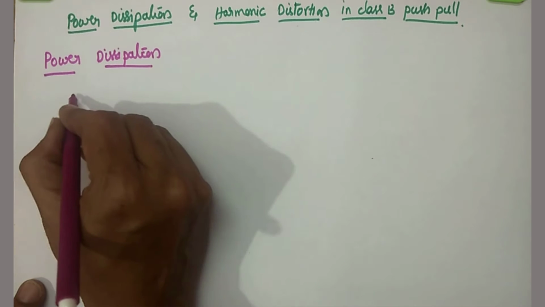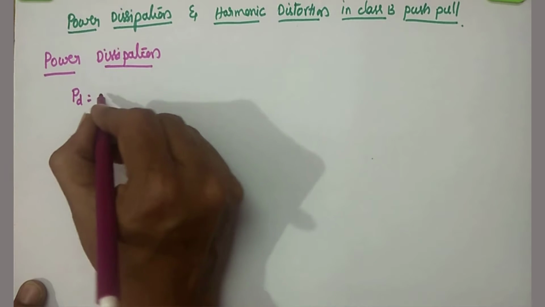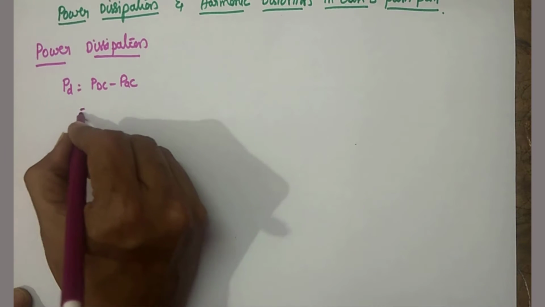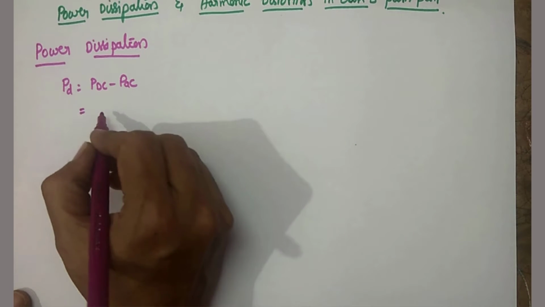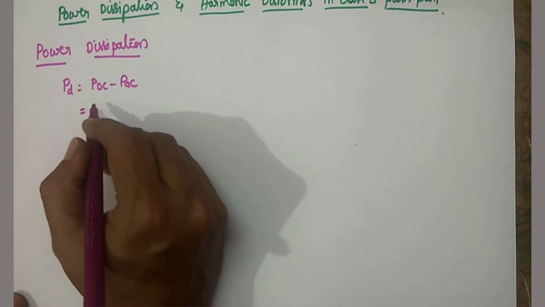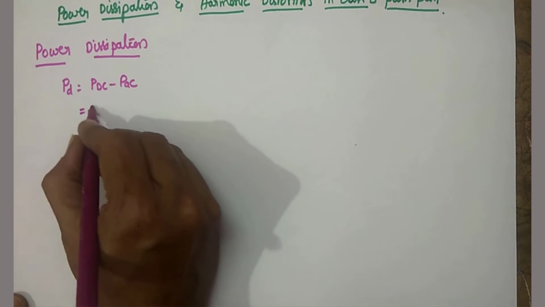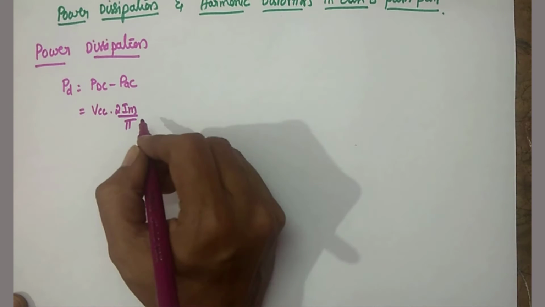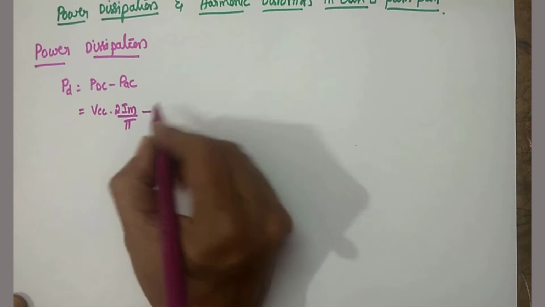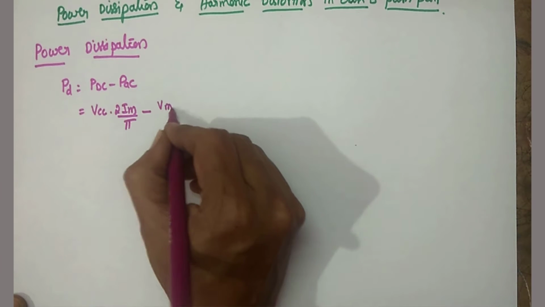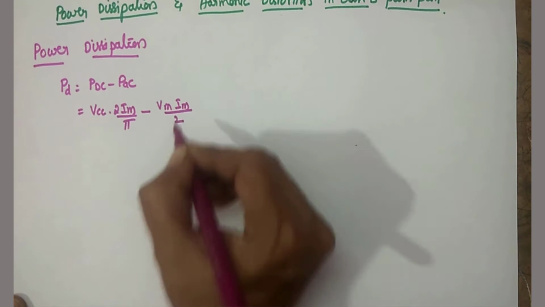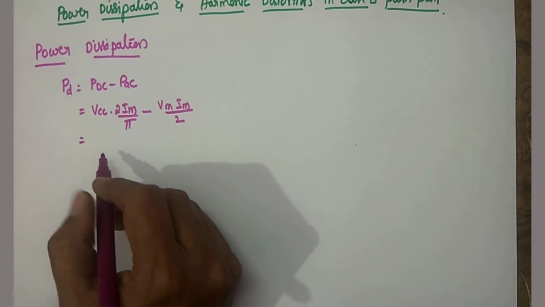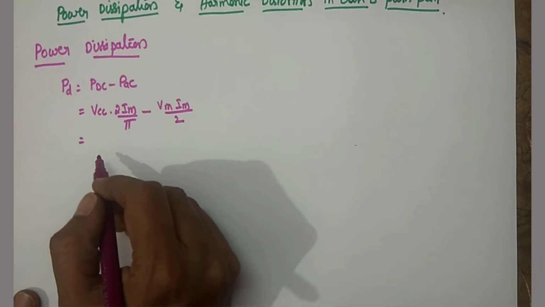Formula for power dissipation, PD is equal to PDC minus PAC. What is the formula for PDC? In the last video I derived the PDC. PDC is VCC into 2Im by pi. What is PAC? It is Im by 2. Okay, now we will write Im in terms of Vm. Im is Vm by RL.